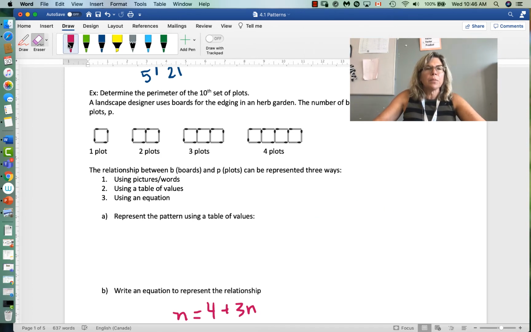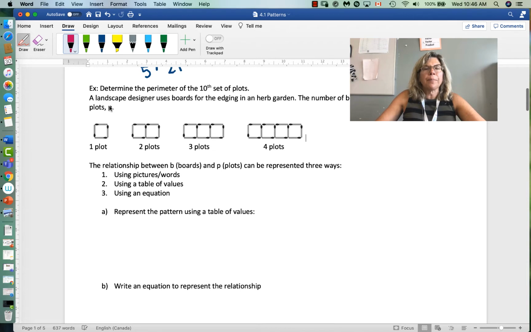Okay, so the next one says determine the perimeter of the 10th set of plots. So we'll do this here. Okay. And so the situation is a landscape designer uses boards for the edging in the herb garden. The number of boards, B, is related to the number of plots, P.